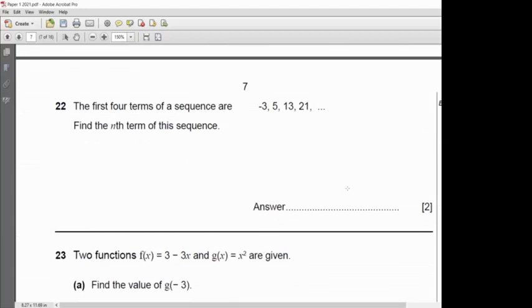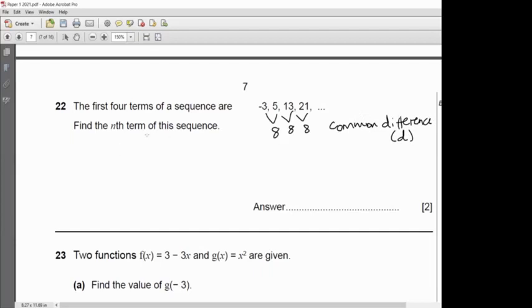Number 22, the first 4 terms in a sequence are negative 3, 5, 13, and 21. So this looks like an arithmetic sequence. To check, you take any 2 consecutive numbers, that means they follow each other, and then you say the one on the right minus the one on the left. So I would say 5 minus negative 3, this is 8, 13 minus 5, sorry, this is 8, and then 21 minus 13, this is also 8. So you can see that there is a common difference, and that tells us that this is in fact an arithmetic progression or an arithmetic sequence.